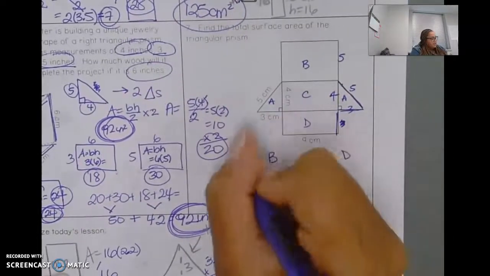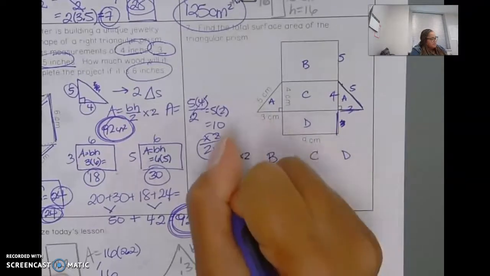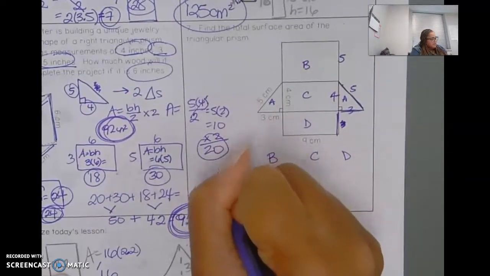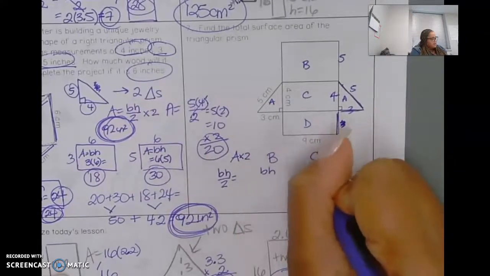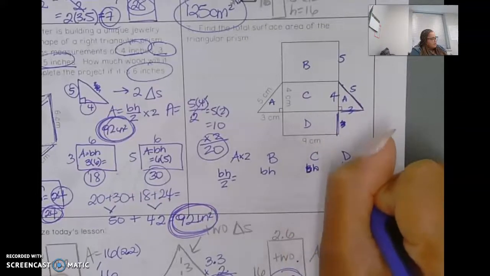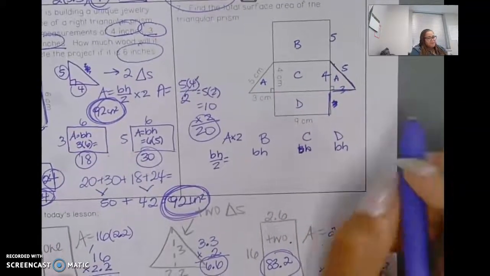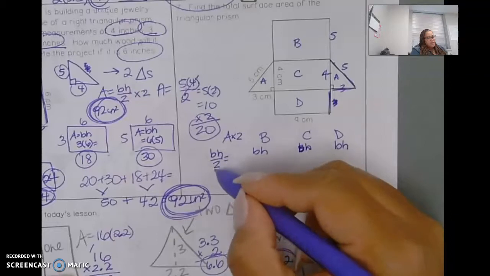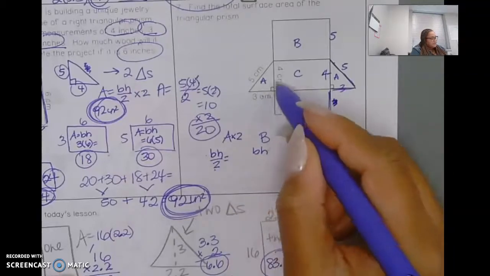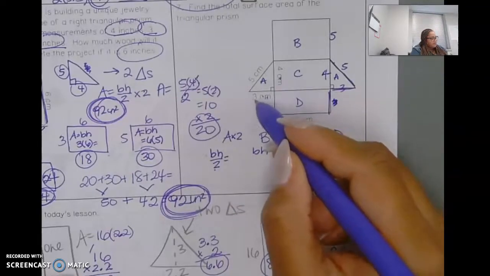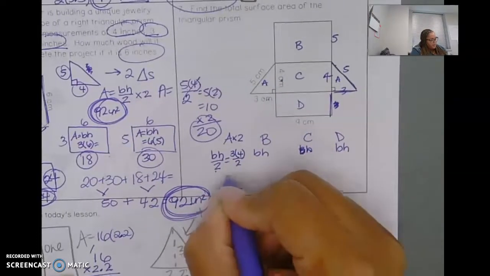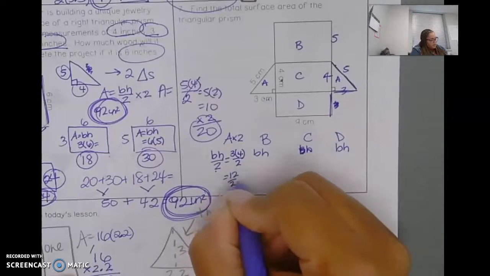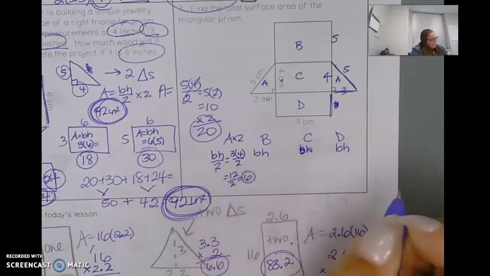I have 2 of shape A, so I need A times 2. That's base times height divided by 2. This is base times height. Oops, lowercase b, because big B comes later. Lowercase base times height. So BH divided by 2, I need the base and the height of my triangle, which is 3 times 4, divided by 2, which is 12, divided by 2, which is 6.